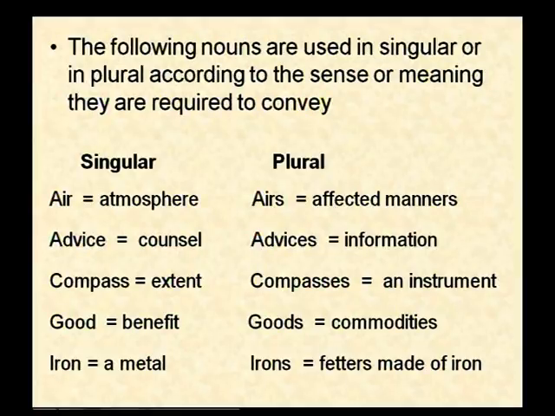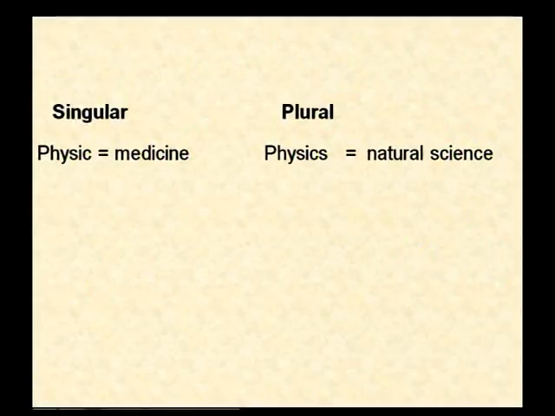Iron is a kind of metal, and when you say irons, it is fetters made of iron. So then, again let us continue with the singular and plural. When you say physic, it is a medicine, physic. When you say physics, it is a natural science, physics.